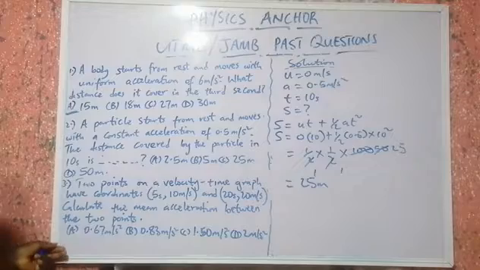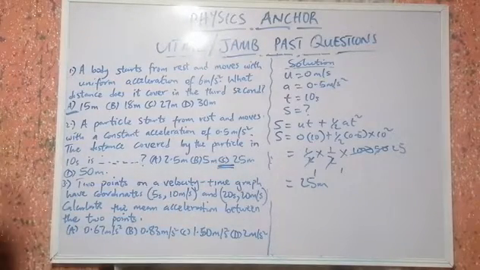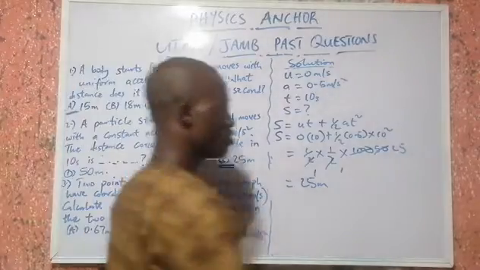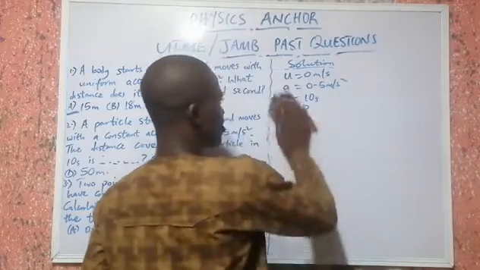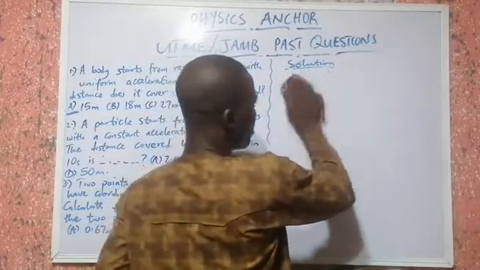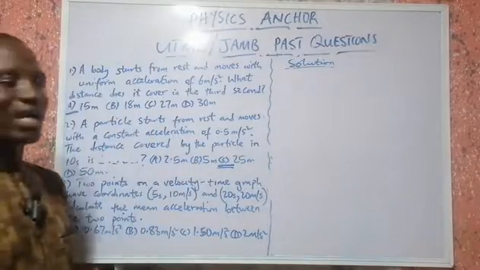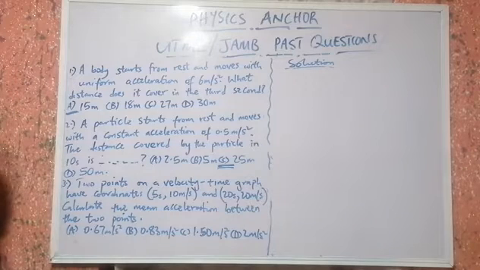In our options, C is the correct option. That's 25 meters. I hope you understand that. So you should learn how to work with time also. It's very important. It's just for the sake of explanation that I'm taking things slow. So you should be able to think fast, analyze the question and solve it to save time.